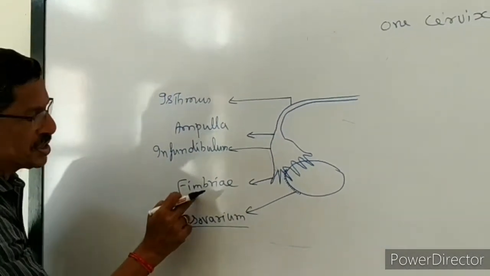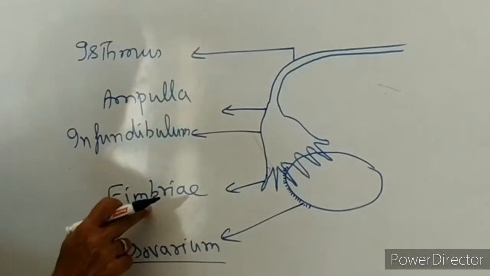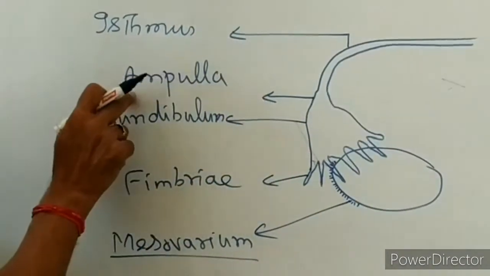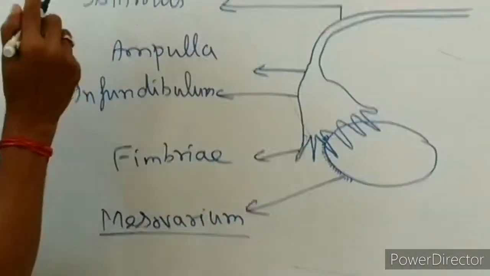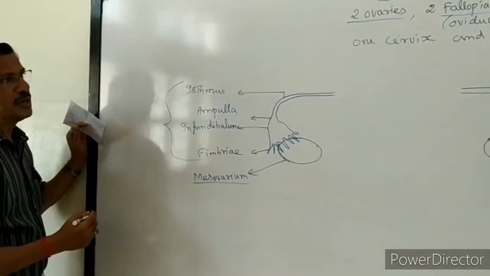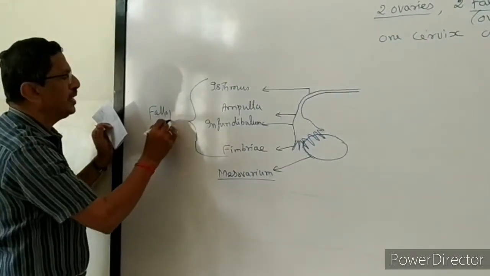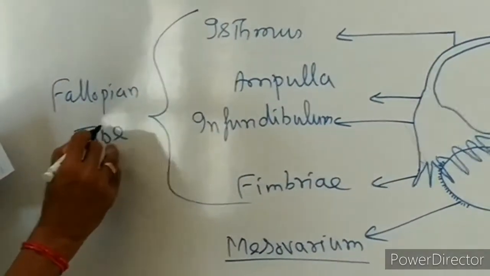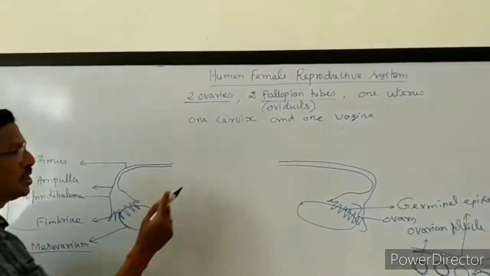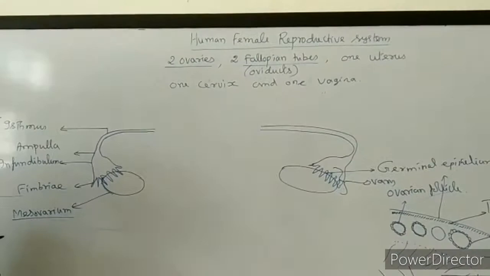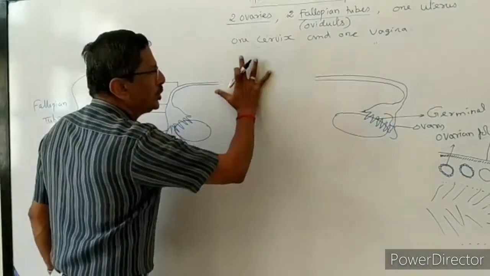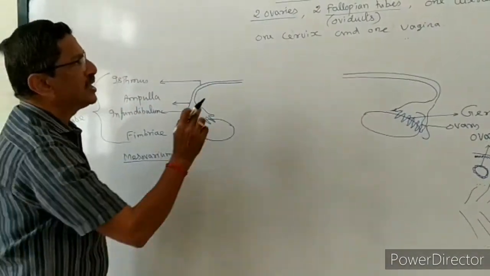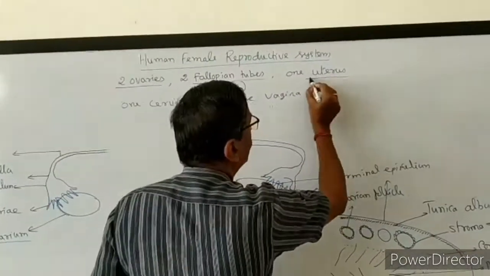So, of the four divisions we have studied, one is the finger-like projection called the fimbriae, another is the funnel-shaped structure called the infundibulum, the base of the funnel-shaped structure is called the ampulla, and the long narrow tube is called isthmus. All four parts together we call the fallopian tube. One fallopian tube. The fallopian tube is also called the oviduct. So two oviducts are coming from the two sides. Now the two oviducts open into a highly specialized structure present in the center of the abdomen. This highly specialized structure is called the uterus.